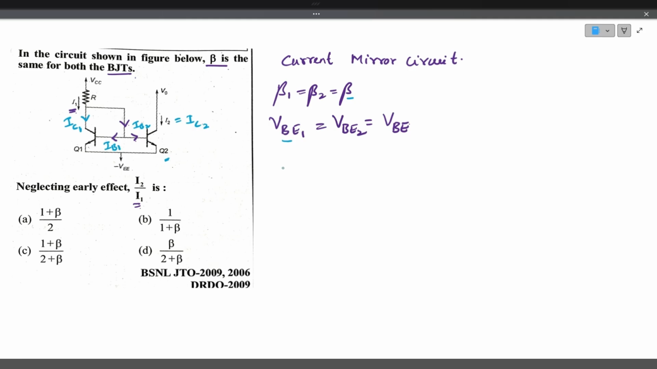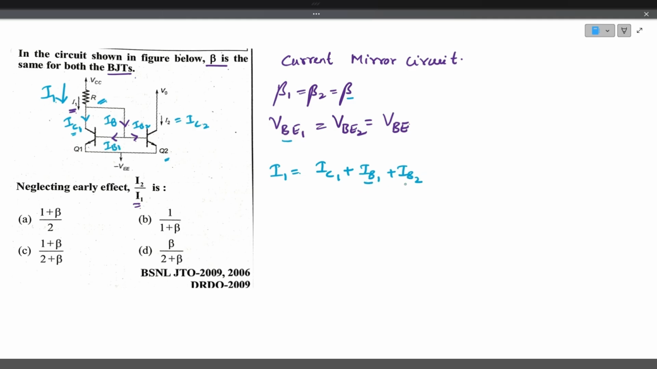So if you write the equation, current I1 is flowing through the resistor R. So I1 is equal to, it will split into two parts, IC1, the collector current of transistor 1, and the total base current. You can write this as IB. So it will divide into IC1 plus IB. This IB is nothing but the sum of the base currents of the two transistors, so IB1 plus IB2.